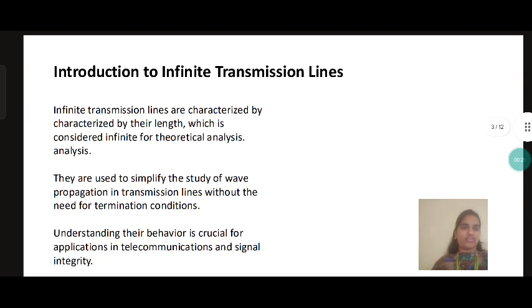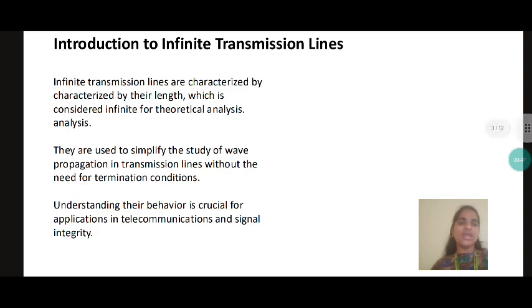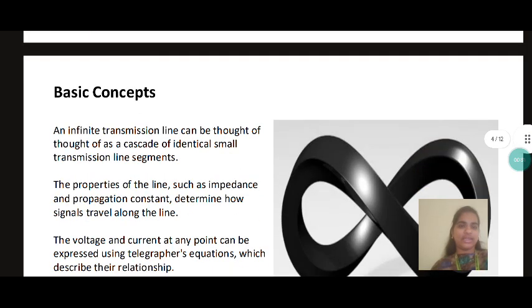What is the introduction of infinite transmission lines? Infinite transmission lines are characterized by their length, which is considered infinite for theoretical analysis. They are used to simplify the study of wave propagation in transmission lines without the need for intermediate conditions. Understanding their behavior is crucial for applications in telecommunications and signal integrity.